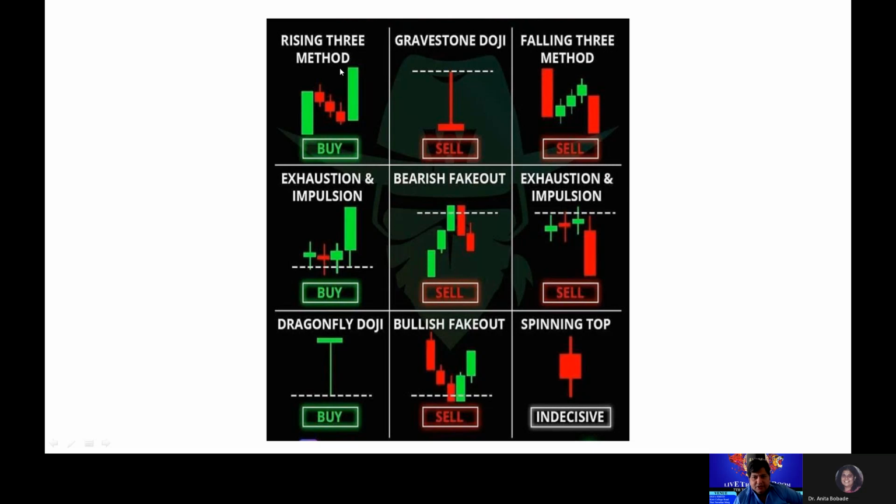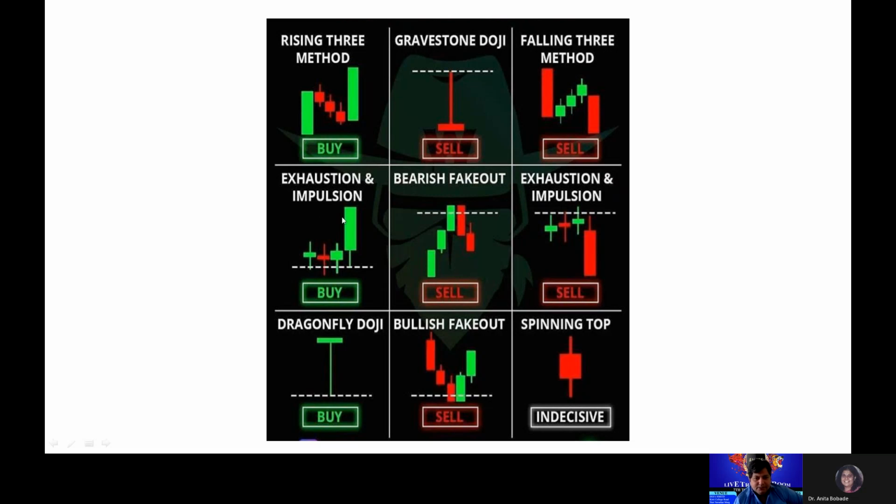This rising three method and falling three method, you do not need to remember the names. Try to focus on the picture. These kinds of pictures should be embedded in your brain when you take up trades. Oh yeah, look, this pattern seems similar. I should sell the trade because it has formed some sort of pattern which I can see is bearish in nature. I don't need to remember the names for it. That's what I do.